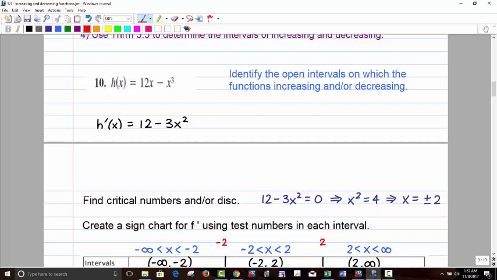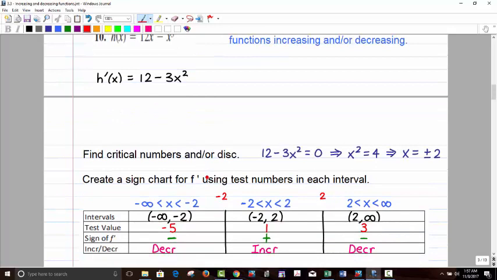Very, very important here, because I often have students make this mistake on handwritten tests: x squared equals 4. You've got to make sure you realize that's both plus and minus 2. Very important. Got to get both of them.